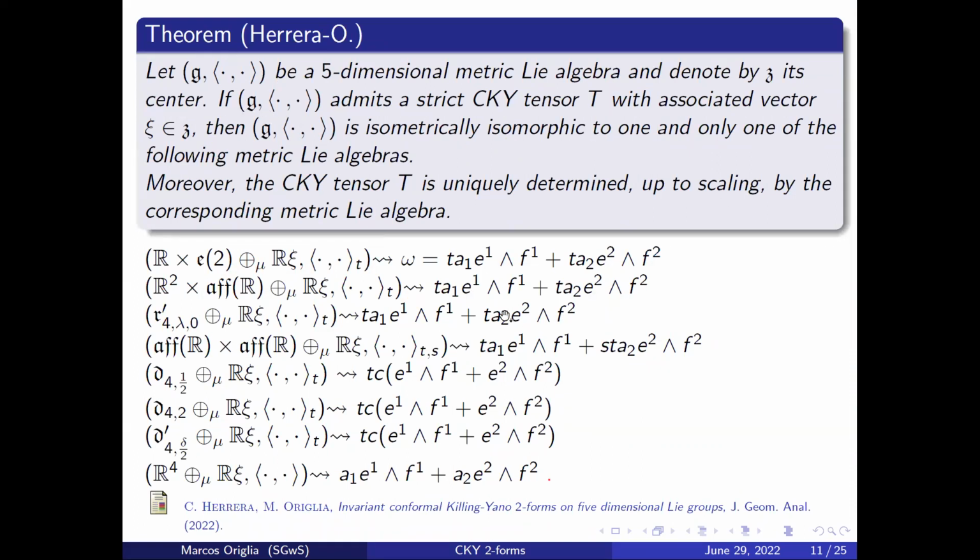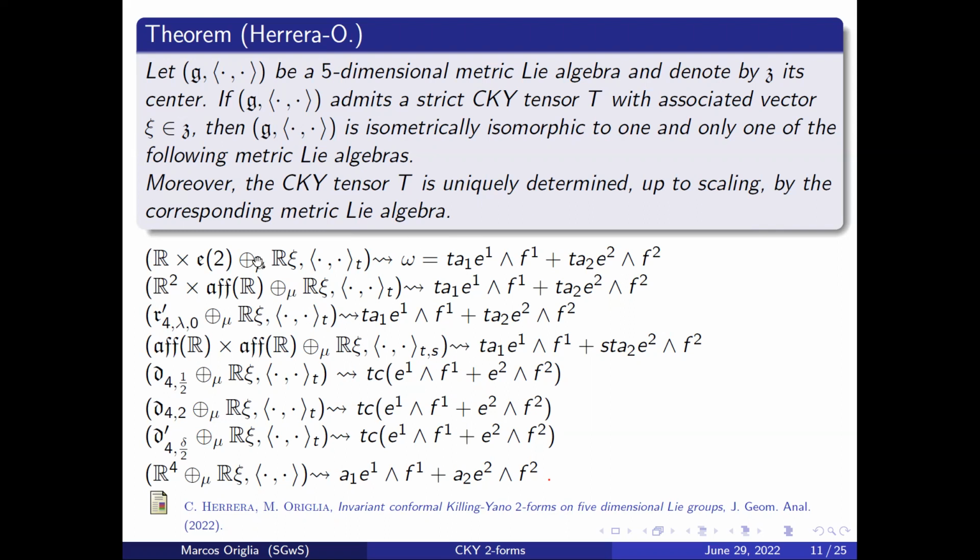So basically, we have this result. Any 5-dimensional metric Lie algebra with this extra property that the special vector is in the center of the Lie algebra has center of dimension equal to 1, and G is isometrically isomorphic to one of the Lie algebras in this list. And one extra thing is that the conformal Killing tensor is uniquely determined by the metric Lie algebra. So up to scaling, there is only one.